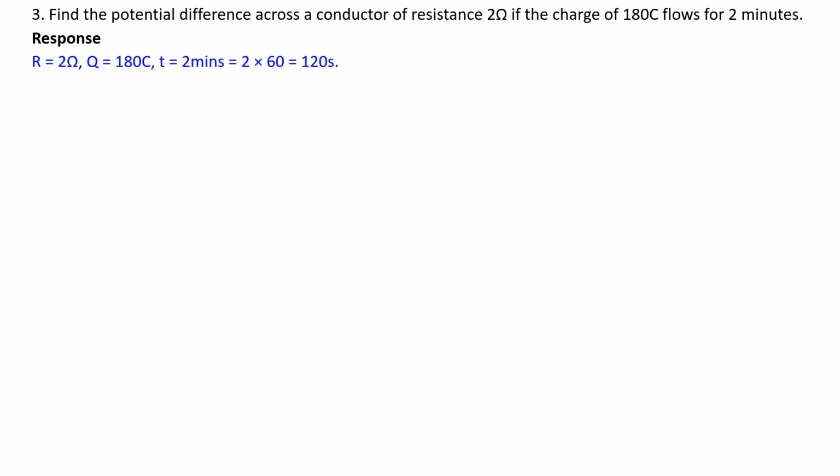But remember, we agreed that current is the rate at which charge flows. So we divide and we get our current. They want us to find the voltage. So we use V is equal to IR after getting the current. So our voltage will be 3 volts.